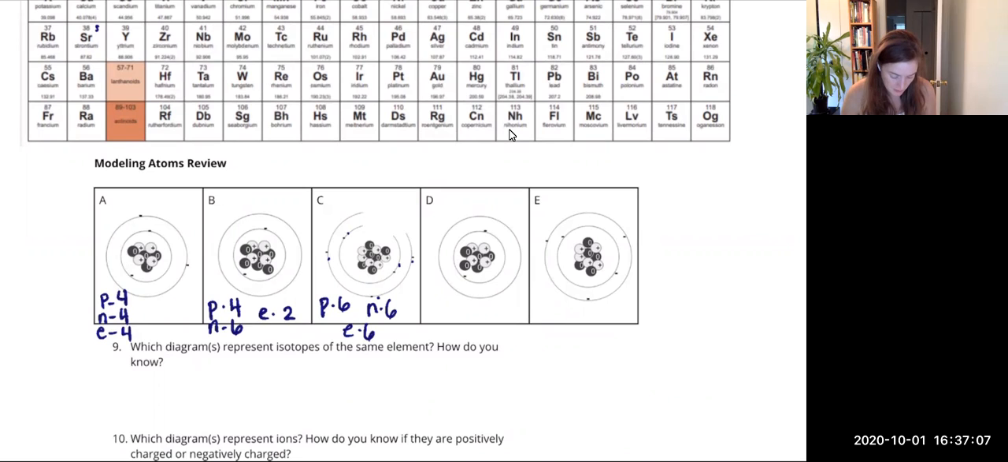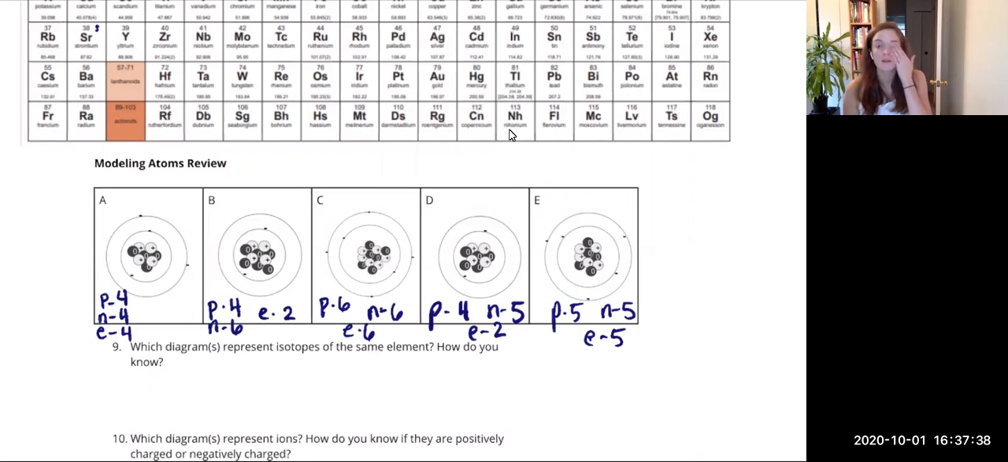Maybe I'll erase my marks. Oops, I don't want to erase the whole thing. So they don't look like other electrons. All right, in D, we've got 4 protons again. This time we have 5 neutrons and 2 electrons. And then in E, we have 5 protons, 5 neutrons, and 5 electrons.